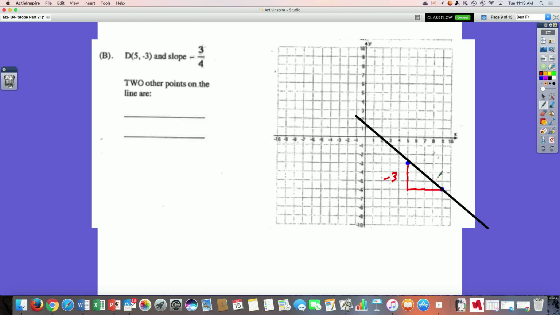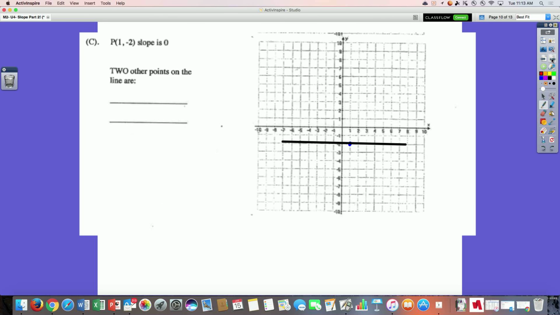So what other points on here? Well, we can start with this one. This point is 8, -6. And your answers may vary a little bit. They don't have to be exact. And this point is 2, 0. And you may have gotten it right. As long as it's on that line, it's a point. You got it right. Let's keep on rolling.